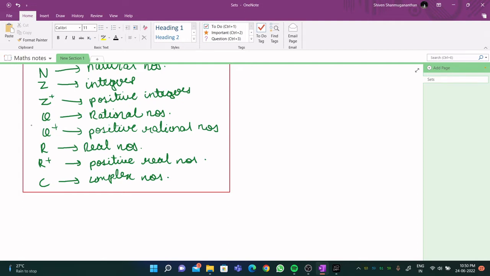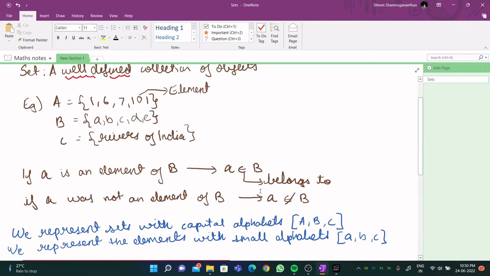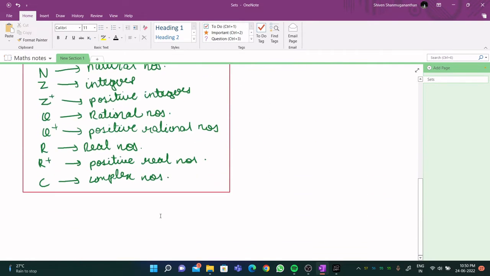Now, let us do a written example here. We did the belongs to concept, fine. So let me choose the color.